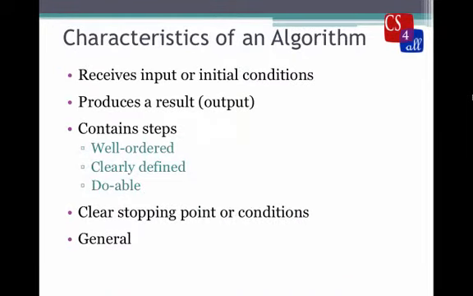So what are the characteristics of a good algorithm? Well, it has to receive input or have initial conditions. And it has to produce a result or an output. All algorithms contain steps that are well ordered, clearly defined, and doable. And there has to be a clear stopping point or condition. And algorithms are general.